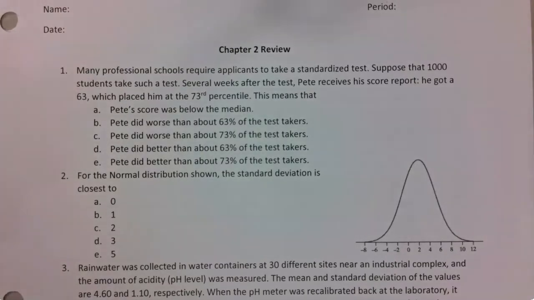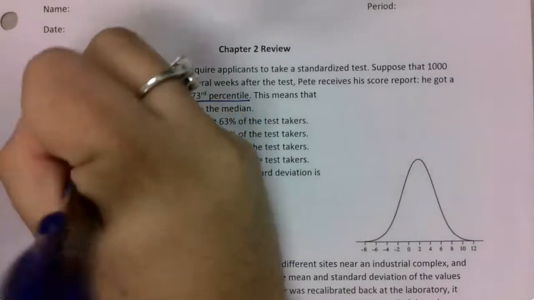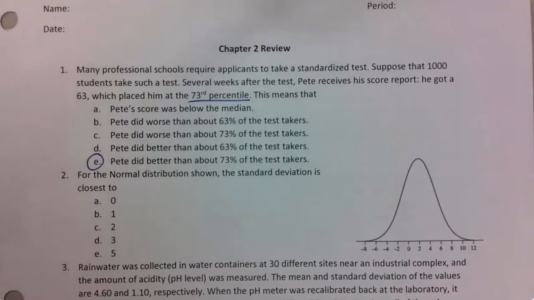So, the 73rd percentile is the part that matters. So anything about 63 is not important. I don't know the median, but I do know that the median would be 50% though. So he did not score below the 50. With percentiles, the higher your percentile, the better you are than everyone else. So, E is right. Pete is better than about 73% of the test takers.